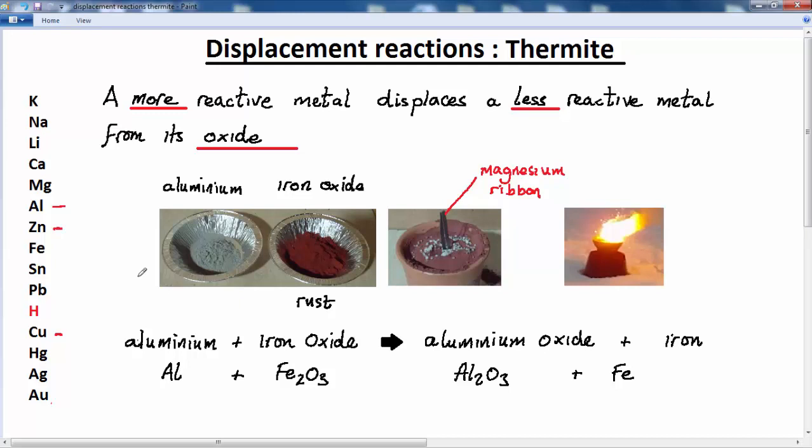In the next lesson, we're going to look at a different type of displacement reaction in which a more reactive metal displaces a less reactive metal from the solution of its salt.